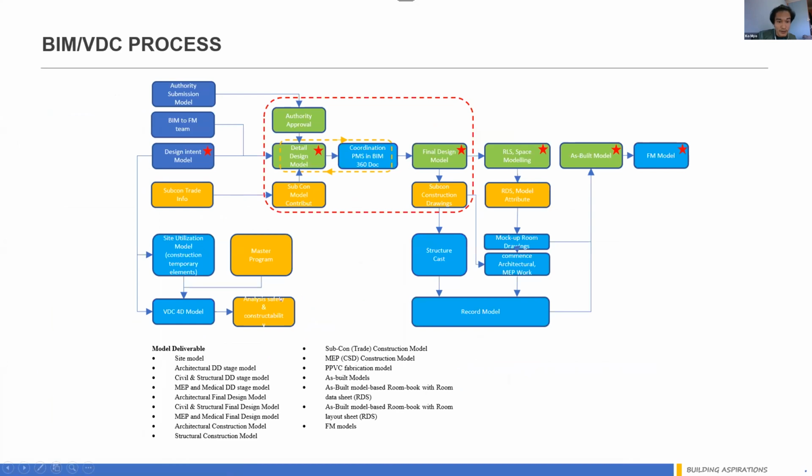We need to have VDC 4D. So we have a design intent model, then a site utilization model, and we have the master program. All those combined, we generate VDC 4D. So the timeline is not inside, but this is an activity, the workflow. Later, those need to be covered to include the timeline. So the flow, then we also need to have an RSP model and facility management model.